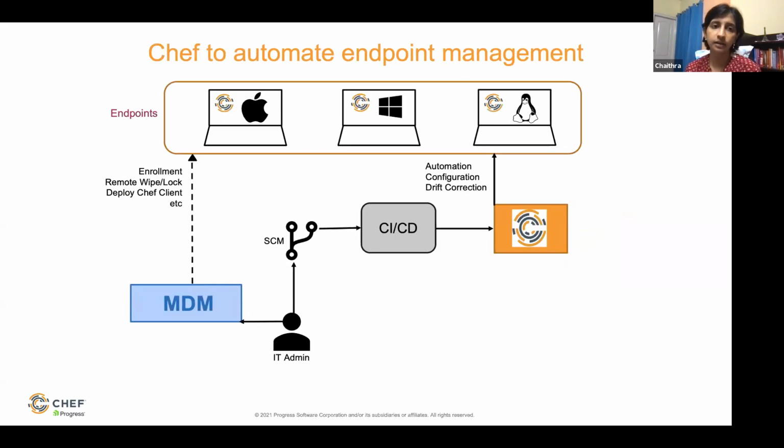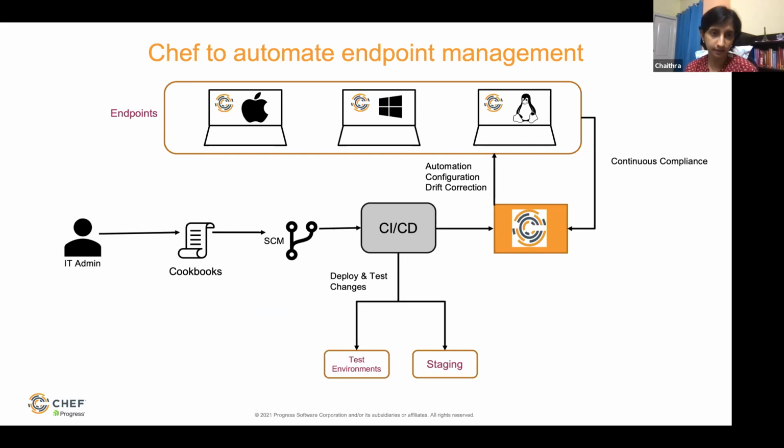Typically how Chef is used in endpoint management is that MDM is usually in place, which takes care of the zero touch enrollment and remote wiping and remote locking in case of devices which are lost, or when an employee leaves the organization. It is also used to deploy your Chef client. The Chef client is deployed by MDM onto your laptops, and from then on the Chef client takes over and pulls all the configurations and cookbooks that are uploaded to the Chef server.